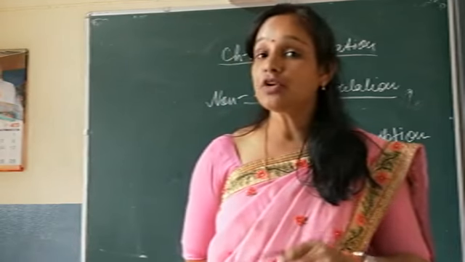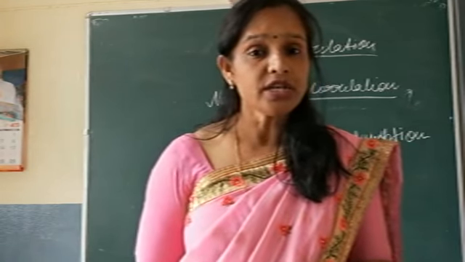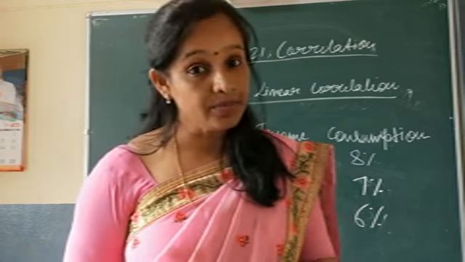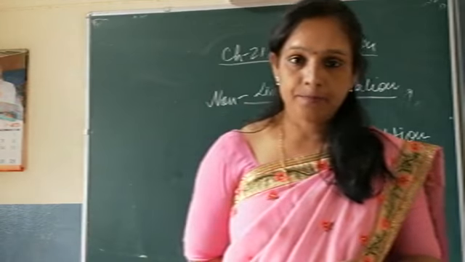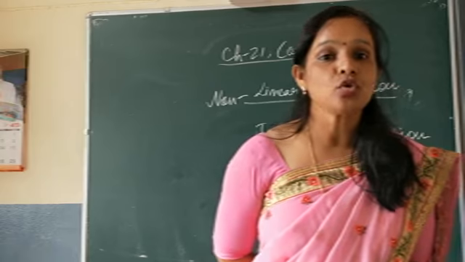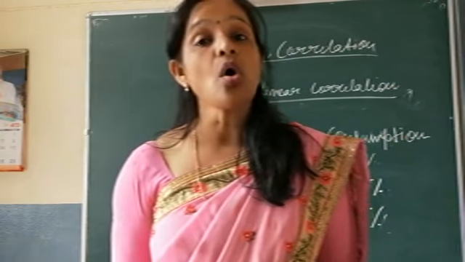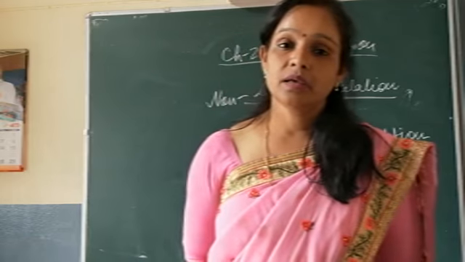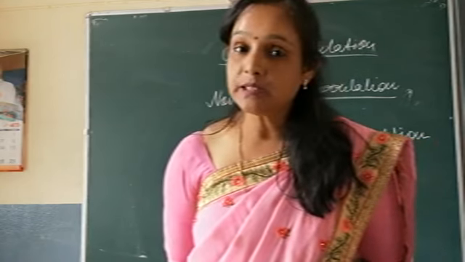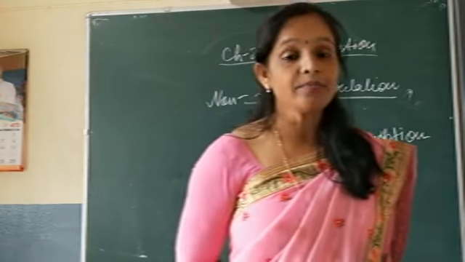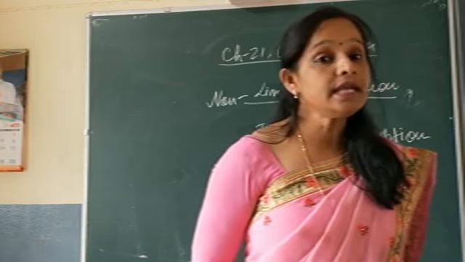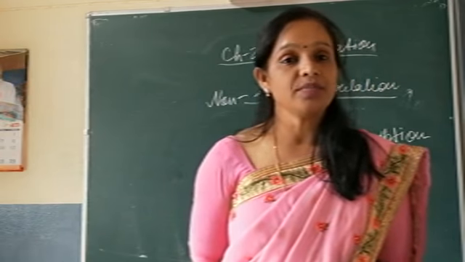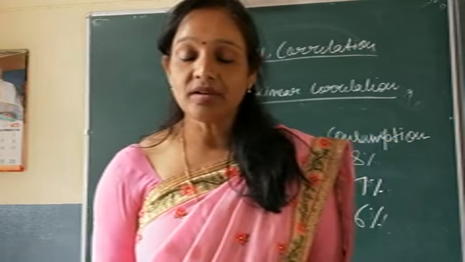Second one, non-linear correlation. So what will be the meaning of non-linear correlation? When the ratio of changes in the two variables is not constant. Write the heading non-linear correlation, and under this write: when the ratio of change in the two variables is not constant, then it is called non-linear correlation. Full stop. Then we'll explain it with the help of an example. Change the paragraph and write example.